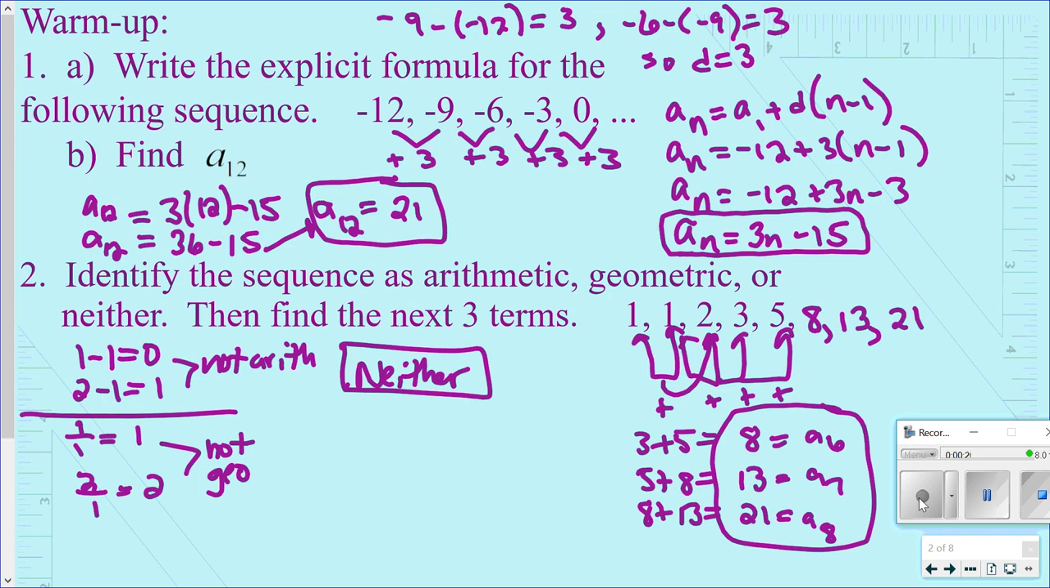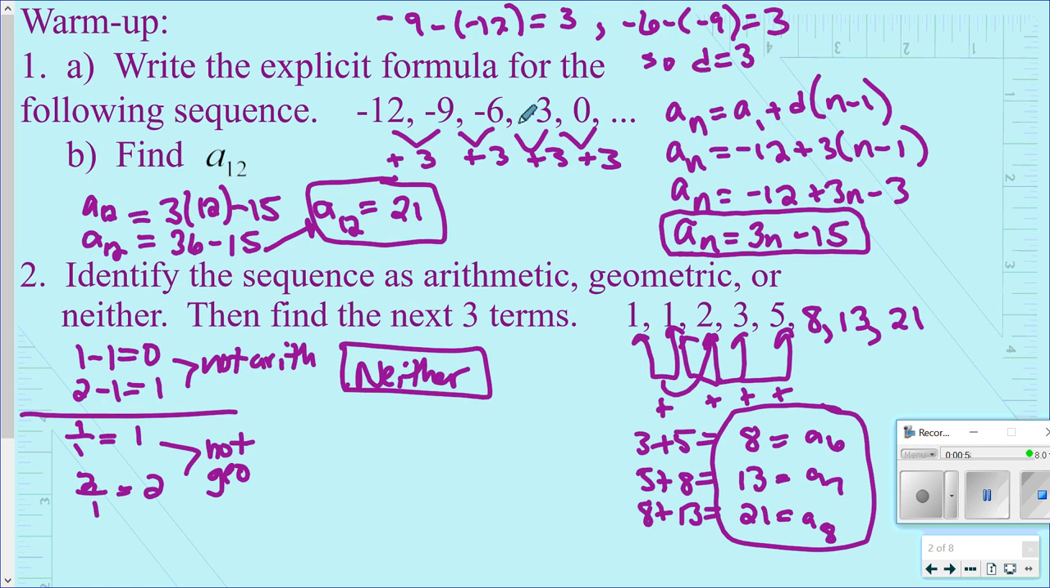So in number 1, I first had to figure out what type of sequence this was. I noticed the pattern. I think it was pretty obvious that we were adding 3, but remember, if it's not obvious, you can always check by taking the second term and subtracting the term in front of it. So -9 minus -12 does give me 3. Doing that again with the third and the second term, -6 minus -9, I'm getting the exact same value of 3. So I know that that is a common difference and that this sequence is arithmetic. So the common difference is 3.